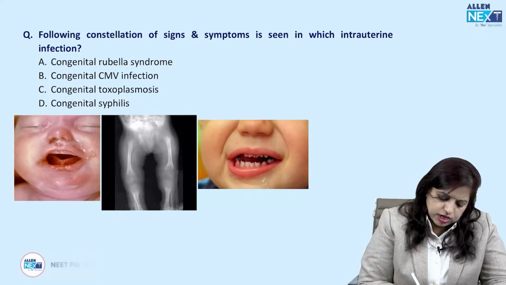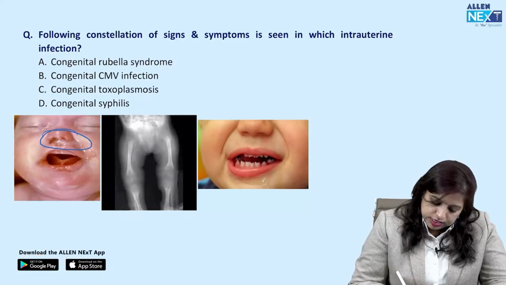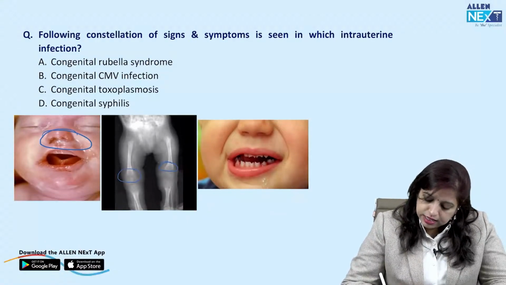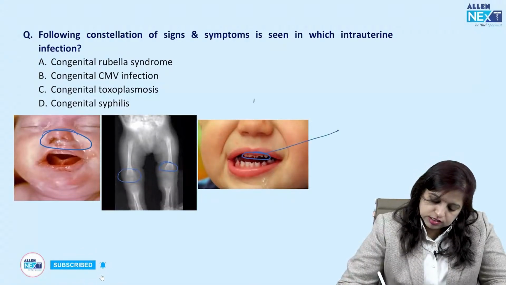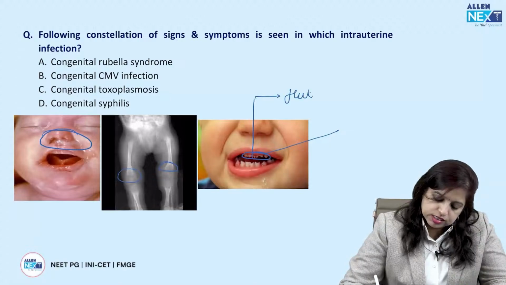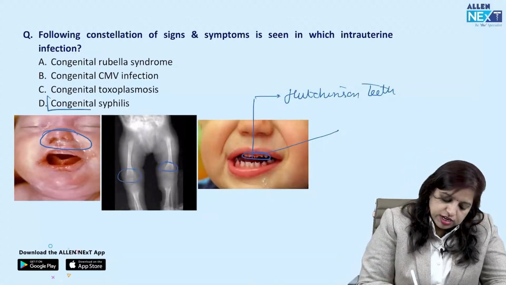So you can see the child is having constant secretions coming from his nose. And what you can see is some clouding over here. So periostitis is seen. And then these are peg-shaped upper teeth. So what are these known as? These are known as Hutchinson teeth. So what am I talking about? Yes, you are correct. I am talking about congenital syphilis.